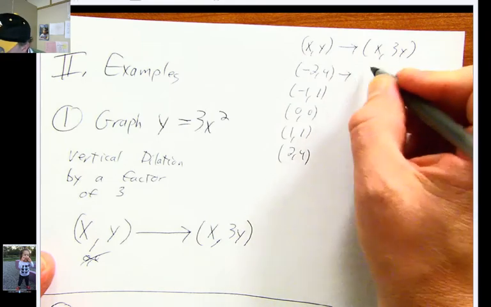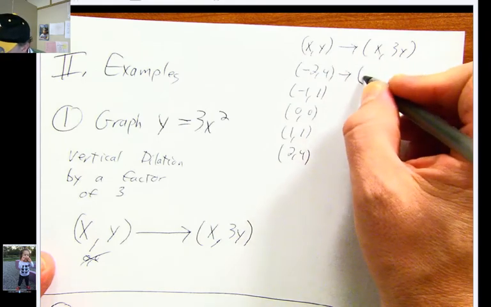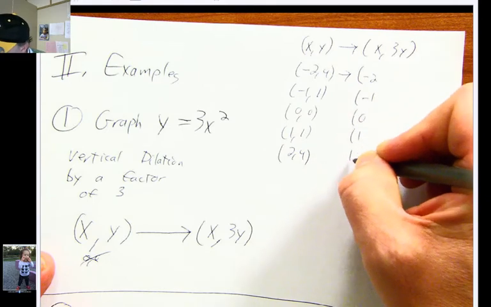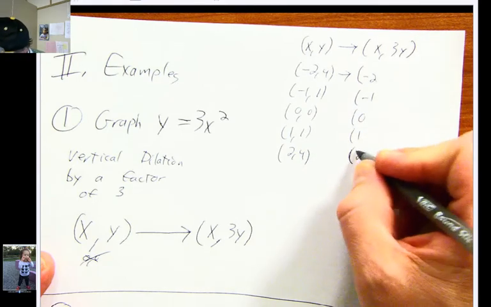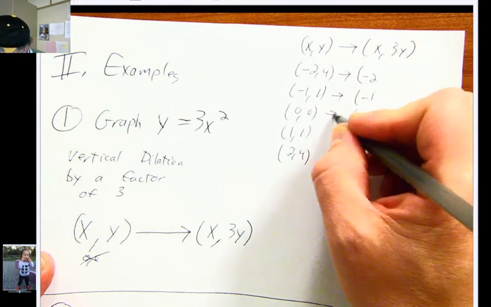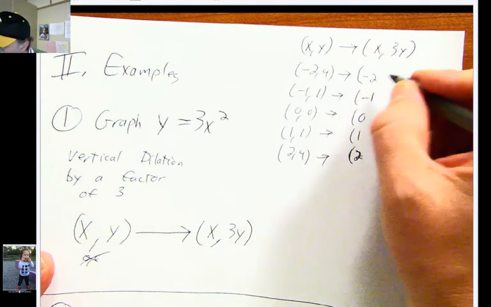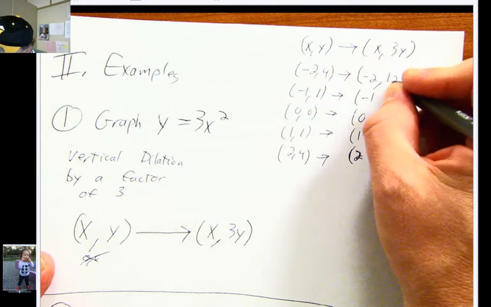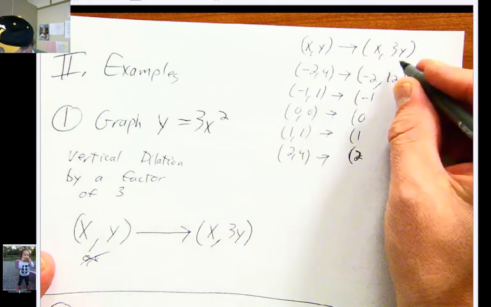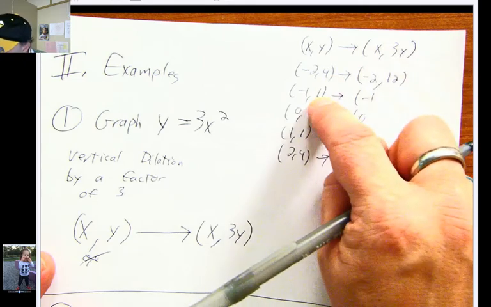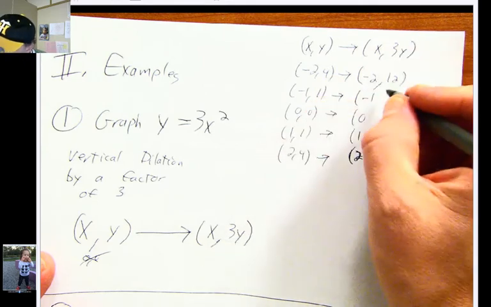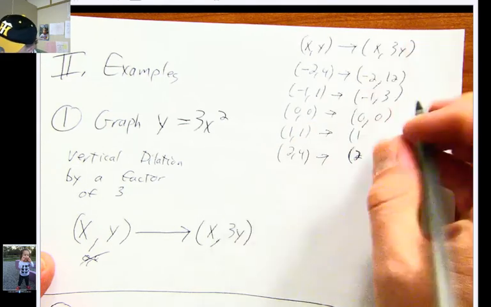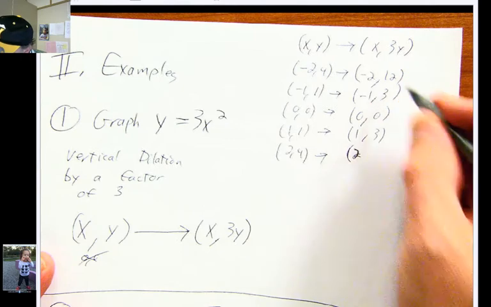Those key points, the x-coordinate always stays the same, so -2, -1, 0, 1, and 2. Arrow, arrow, arrow, arrow. And then the y-coordinates are all getting multiplied by 3. So 3 times 4 is 12. 1 times 3 is 3. 0 times 3 is 0. 1 times 3 is 3. And 4 times 3 is 12.